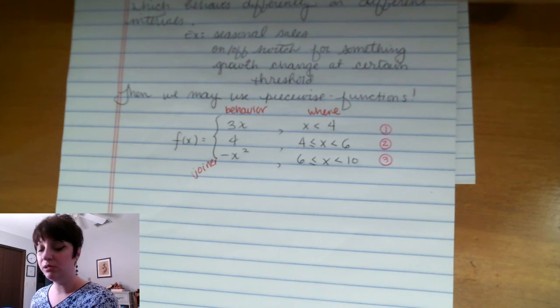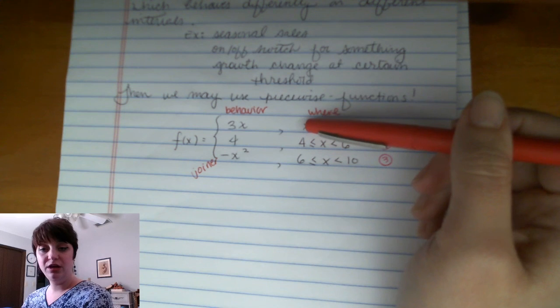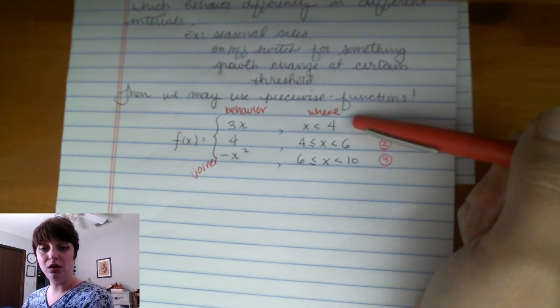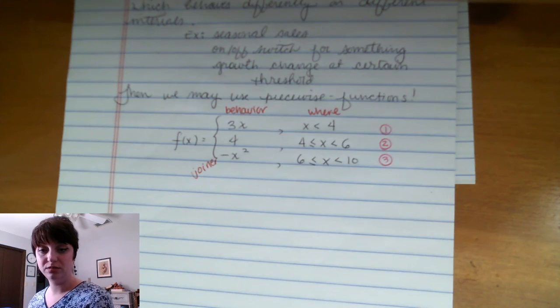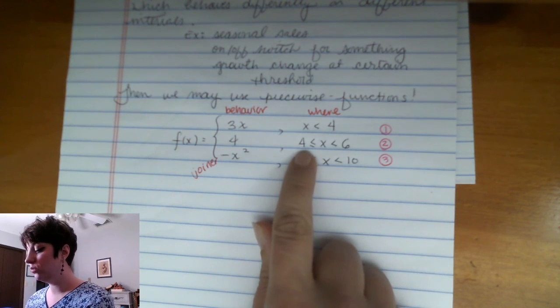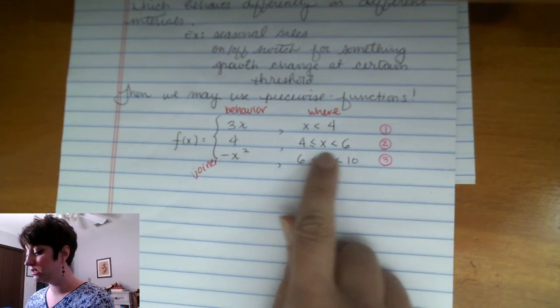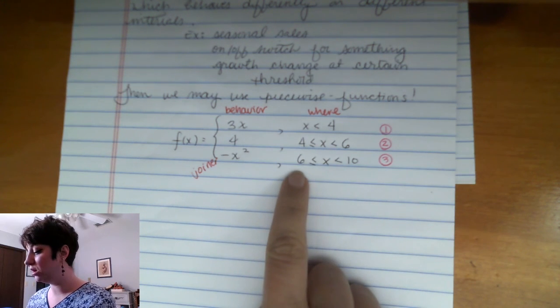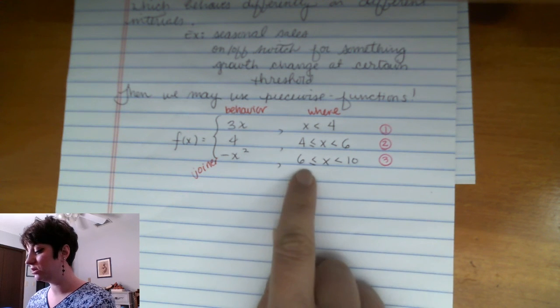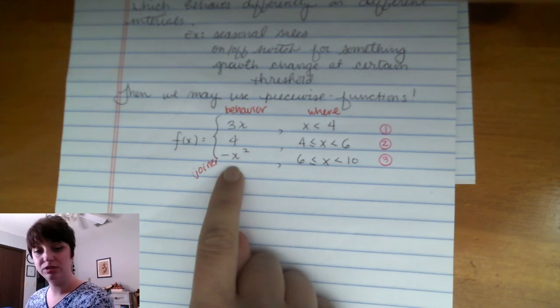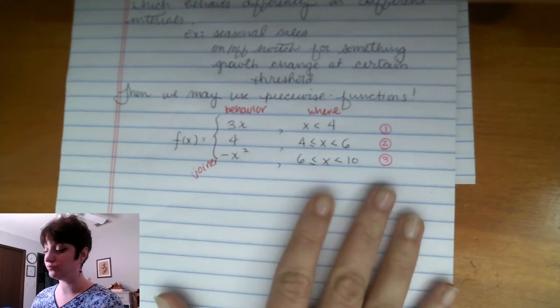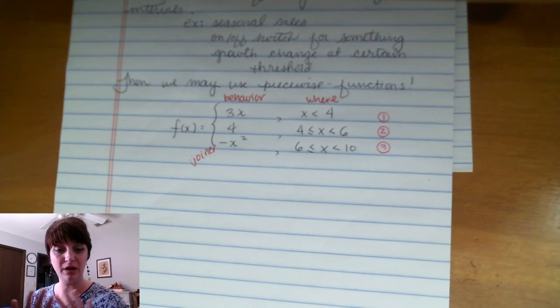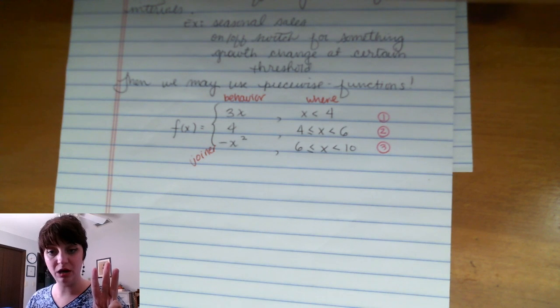All right. So as long as the x value that you're plugging in is less than 4, my function looks like 3x. Once you hit 4 and up to, but not including 6, your function looks just like 4. And then if you are between 6 and 10, closed on 6, open on 10, it looks like negative x squared. So that is my function. It has 3 different versions of itself that behave depending on where you're at.